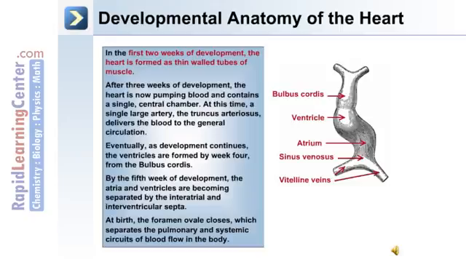Eventually, as development continues, the ventricles are formed by week 4 from the bulbus cordis. By the 5th week of development, the atria and ventricles become separated by the interatrial and interventricular septa. At birth, the foramen ovale, which separates the pulmonary and systemic circuits of the body, closes.